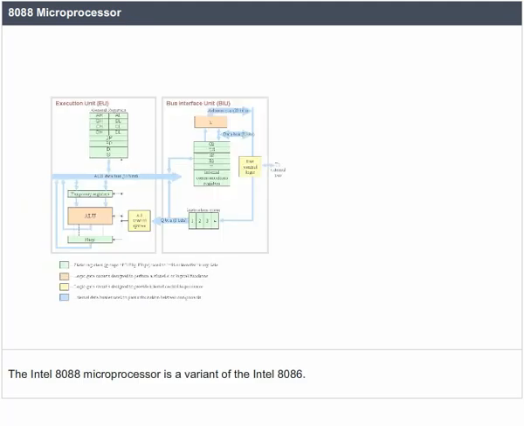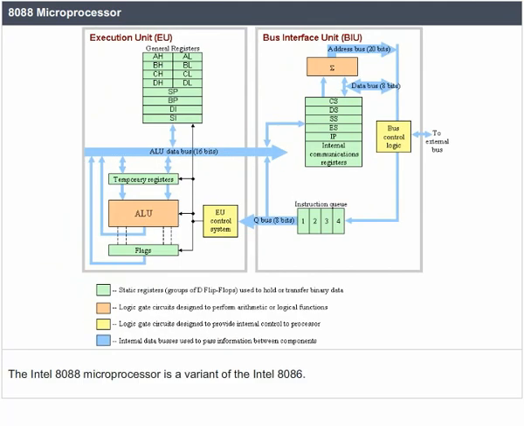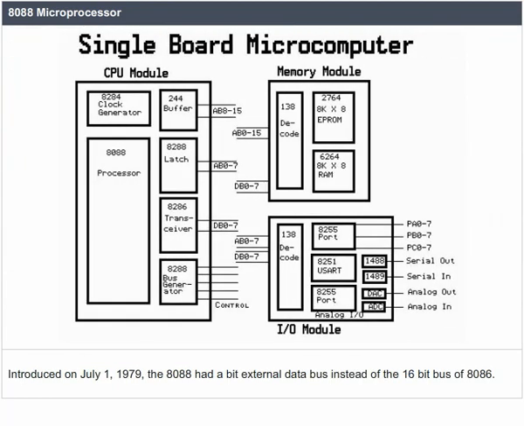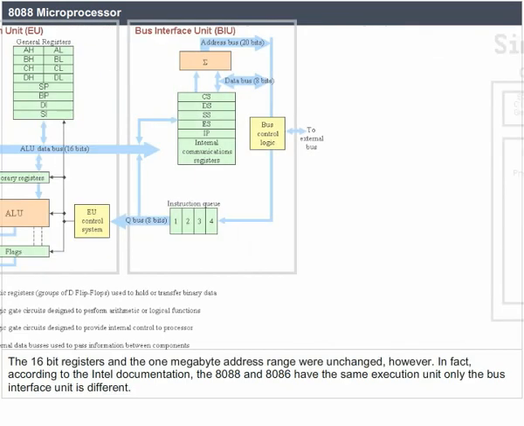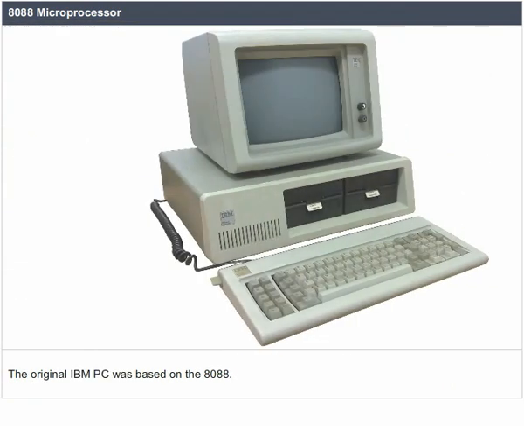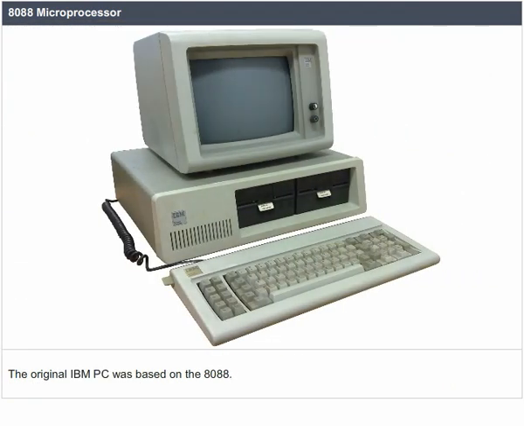8088 microprocessor. The Intel 8088 microprocessor is a variant of the Intel 8086. Introduced on July 1, 1979, the 8088 had an 8-bit external data bus instead of the 16-bit bus of the 8086. The 16-bit registers and the 1 megabyte address range were unchanged, however. In fact, according to the Intel documentation, the 8088 and 8086 have the same execution unit. Only the bus interface unit is different. The original IBM PC was based on the 8088.